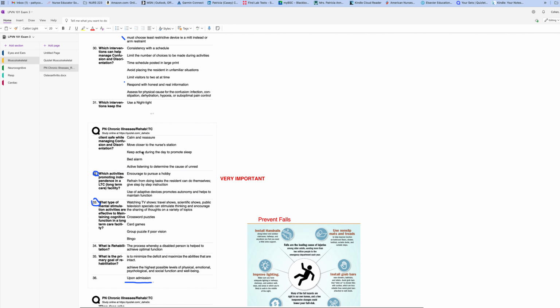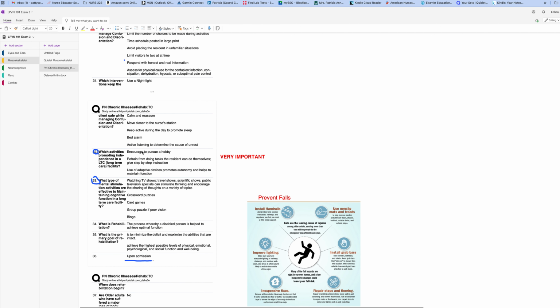Promote independence. What promotes independence? Encourage your patients to pursue a hobby. Refrain from doing tasks the residents can do for themselves. So it's much better to give them step by step instruction than it is to dress them, right? Give instructions on how to dress. They need mental stimulation, so crossword puzzles, card games, watching TV shows that are informative, like travel shows, science shows, etc.